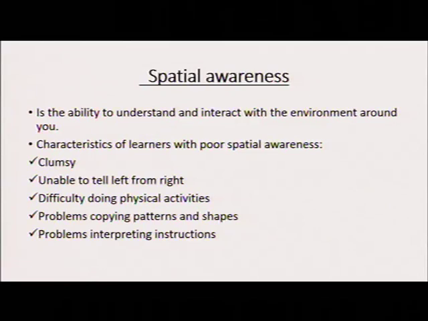I need to be aware of how far or how near I am to certain things or objects. Now, what are the characteristics of learners with poor spatial awareness, meaning learners whose spatial awareness is not that well developed? How do I identify these learners? They usually appear clumsy. They bump into everything around them, they bump into the table, they even sometimes fall over their own feet. Other characteristics are they are unable to tell left from right. They have difficulty doing physical activities, to jump or to run. They have problems copying patterns and shapes. And they are also unable to interpret instructions. When the teacher says the book is under your desk, and the book is on top of your desk, they get confused because they have a problem with spatial awareness.